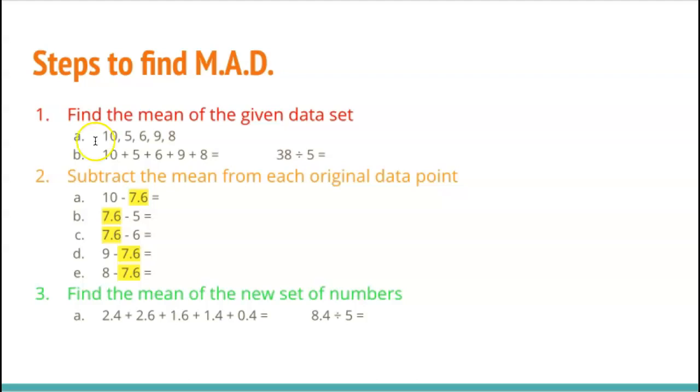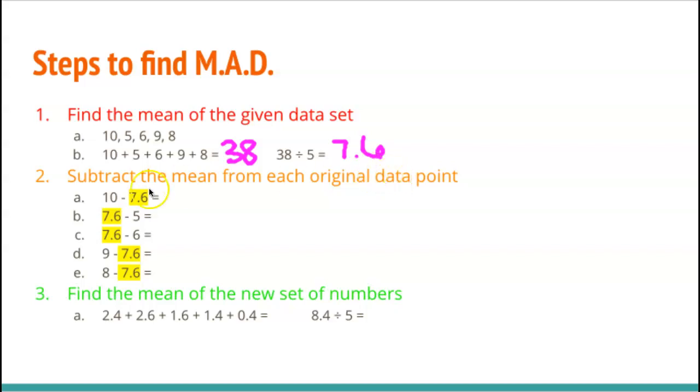The first step is to find the mean or the average. So we're going to add all the numbers up, and when we add those we get 38. And then we need to divide that number by how many numbers are in our set, and we have 5. So it's going to be 38 divided by 5, which is 7.6.